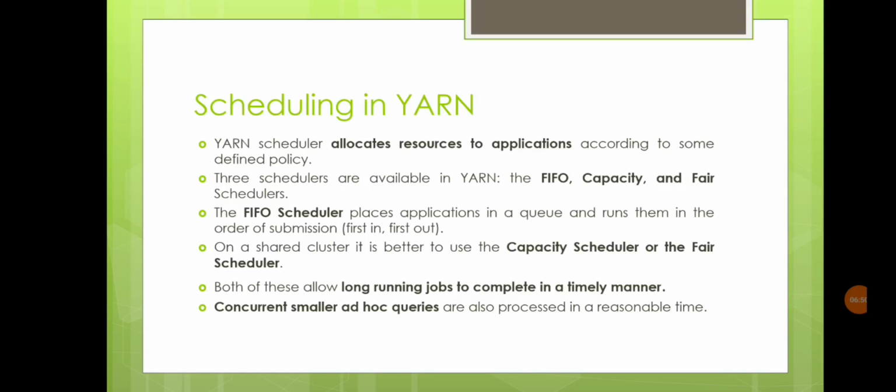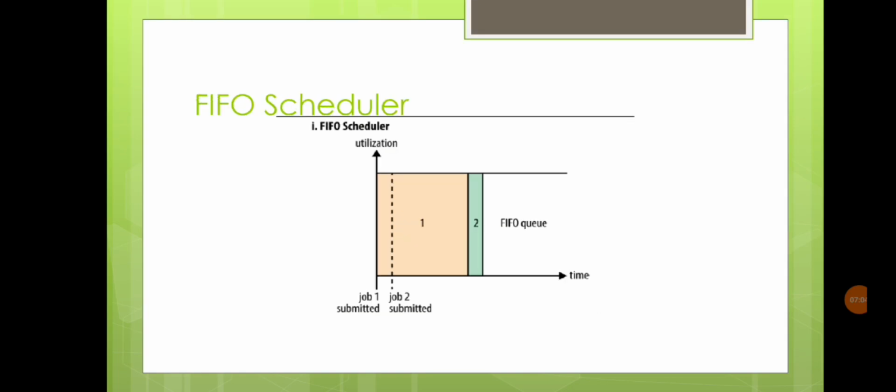Both of these allow long-running jobs to complete in a timely manner, and so concurrent smaller ad hoc queries are also processed in a reasonable time. Here, the figure shows the FIFO scheduler, that is, the first in, first out scheduler. The FIFO scheduler is the simplest scheduling algorithm in YARN. It allocates resources to applications in the order they are submitted, similar to a queue system.